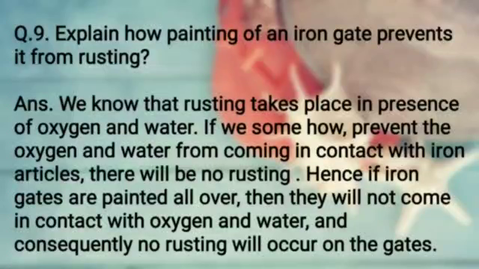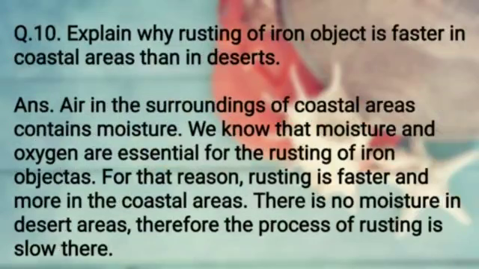So your answer is: we know that rusting takes place in the presence of oxygen and water. If we somehow prevent the oxygen and water from coming in contact with iron articles, there will be no rusting. Hence, if iron gates are painted all over, then they will not come in contact with oxygen and water, and no rusting will occur on the gates. Now moving to the next question, number 10.